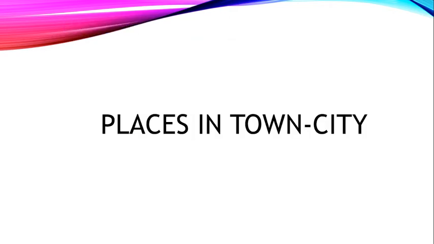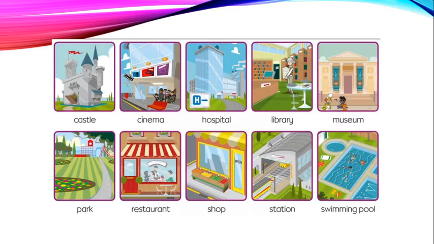Now let's talk about places in the town or the city. Repeat after me. Castle, cinema, hospital, library, museum, park, restaurant, shop, station, swimming pool. Now let's watch this video first.